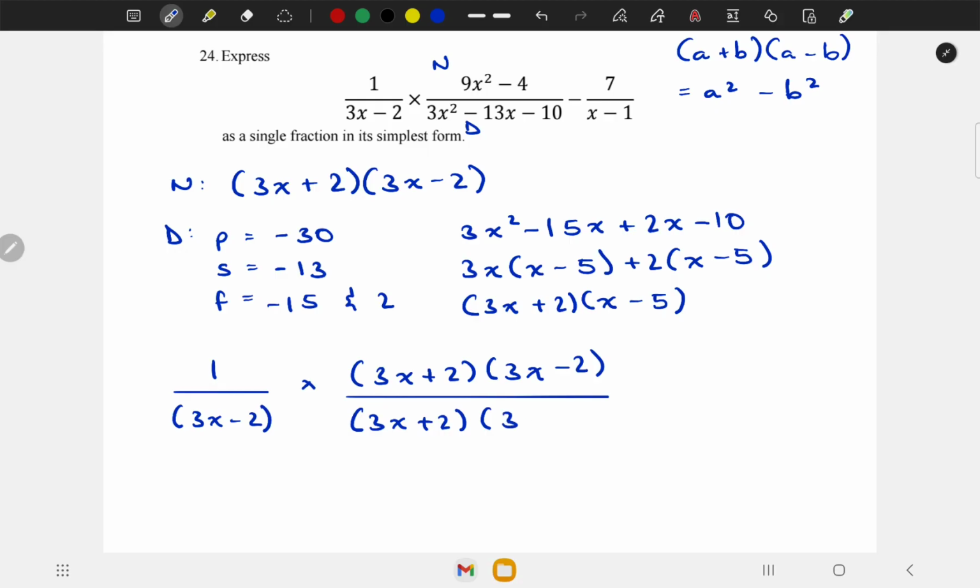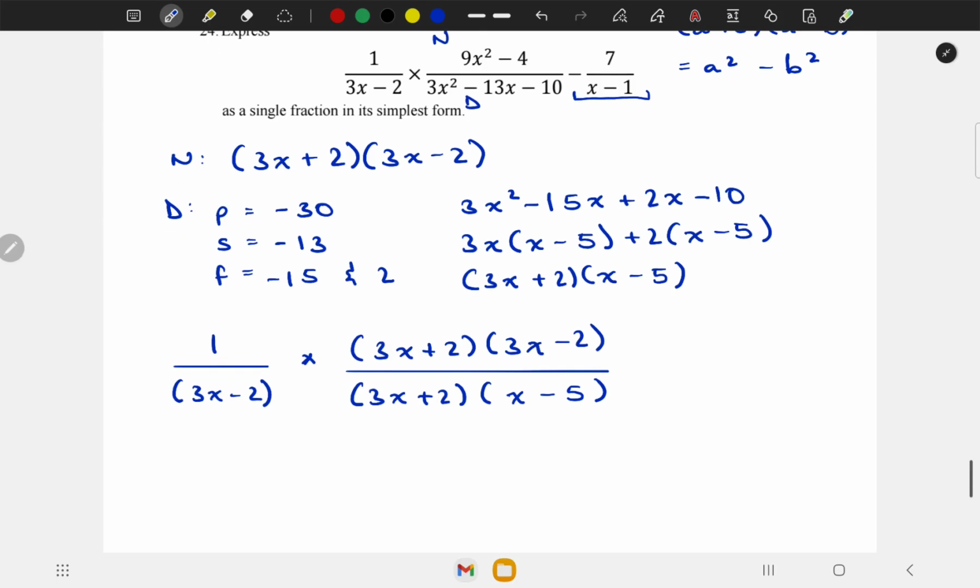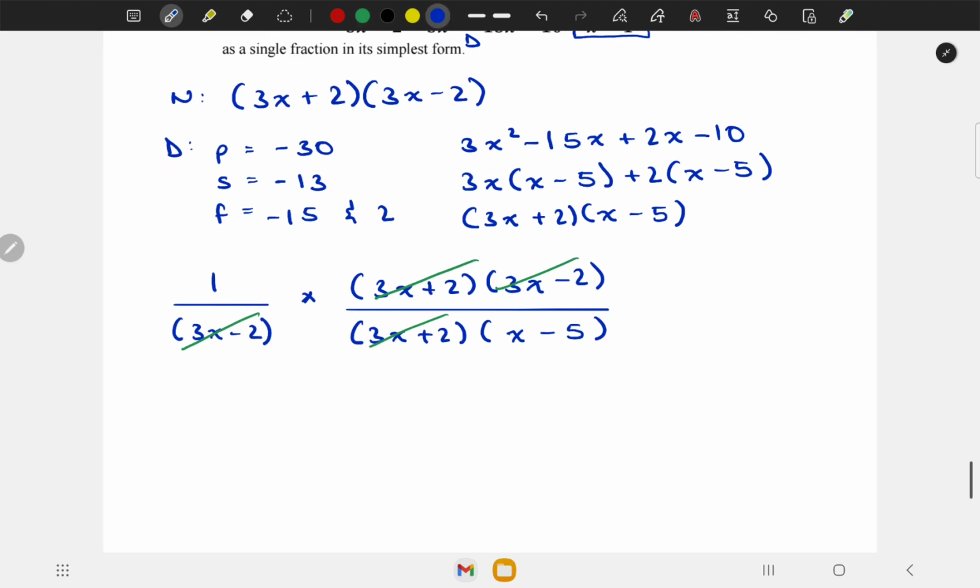So remember, because I'm using BODMAS, I'm going to start off with these. I haven't used the minus 7 over x minus 1 yet. I'm going to try and clean this up first. Because I am multiplying, I am allowed to cancel. This and this is common. I can cancel it out. This and this is common. I can cancel it out. If I work this out, I'm going to be left with 1 over x minus 5.